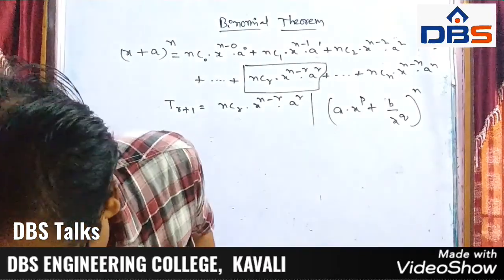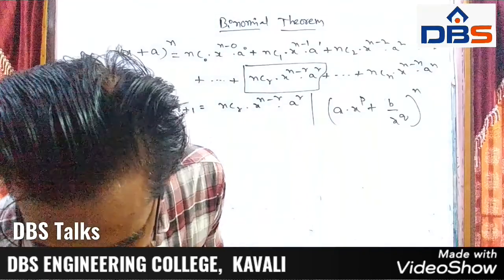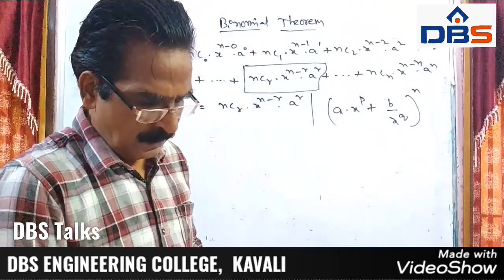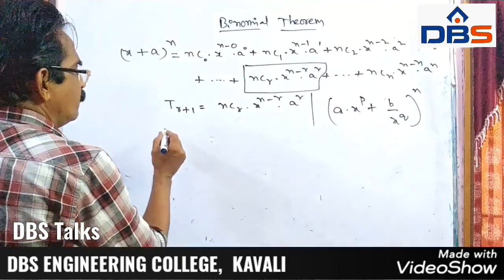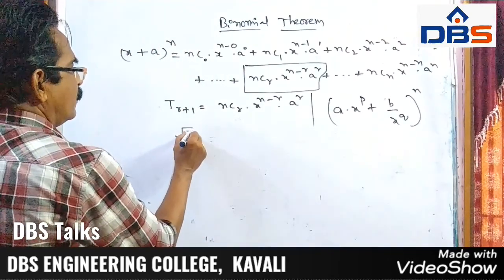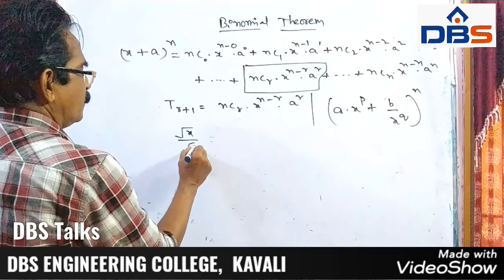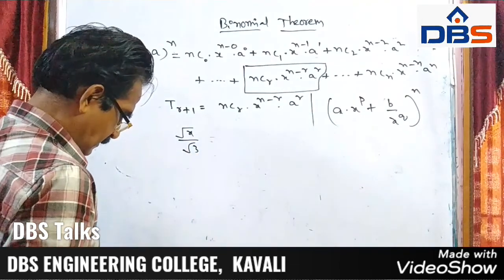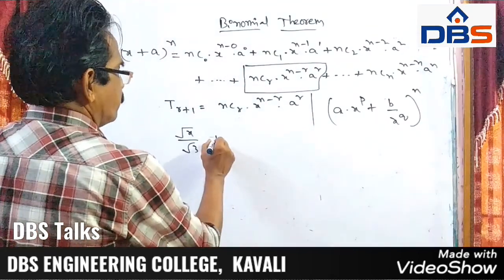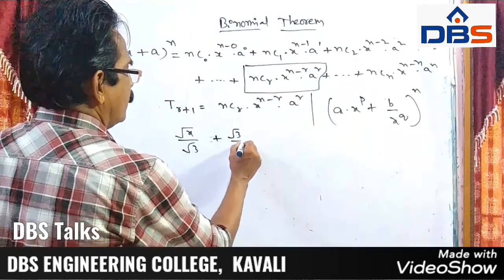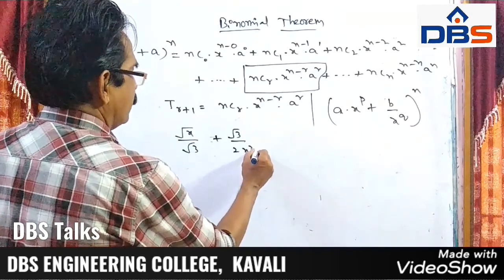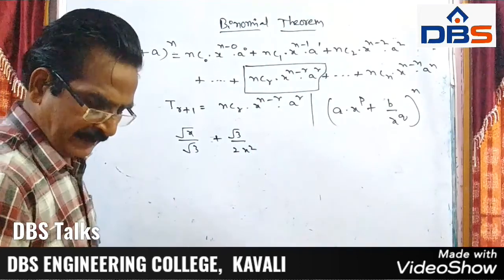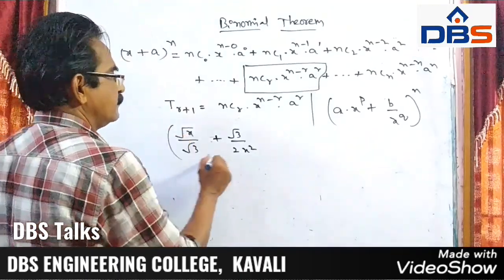And let us see this problem. Root x by root 3 plus root 3 by 2x square, whole power 10.